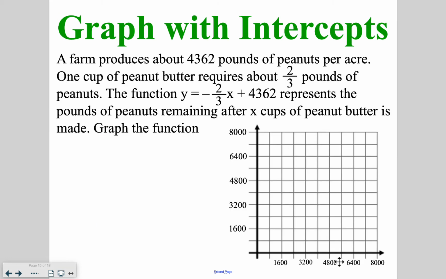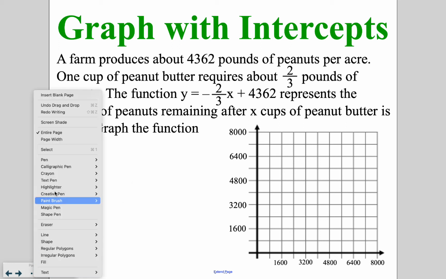Last piece here, graphing with the intercepts in a word problem. So a farm produces about 4,362 pounds of peanuts per acre. 1 cup of peanut butter requires about 2/3 pounds of peanuts. The function y equals -2/3 x plus 4,362 represents the pounds of peanuts remaining after x cups of peanut butter have been made. Graph the function.